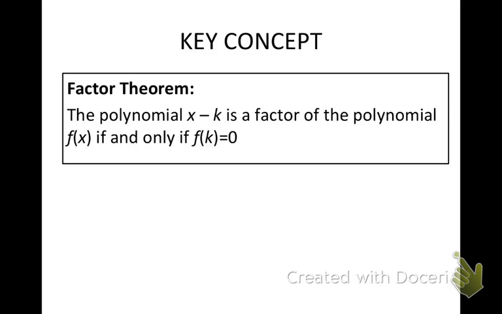So what the factor theorem states is that if you have a polynomial and you have some linear binomial, we're going to say x minus k, and if that x minus some k ends up being a factor of that polynomial, the remainder of it should end up being 0.